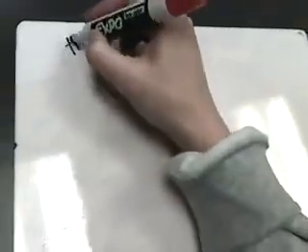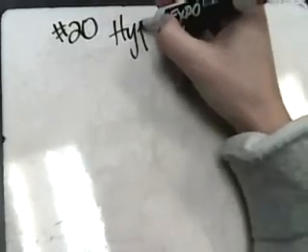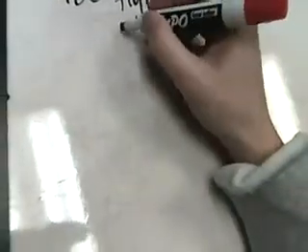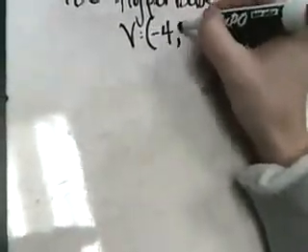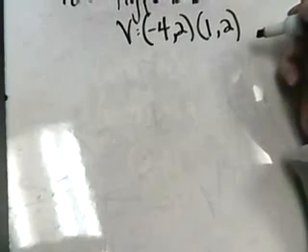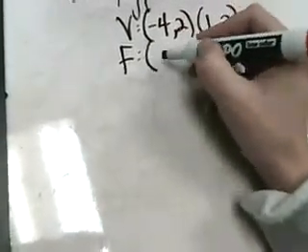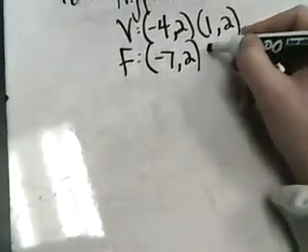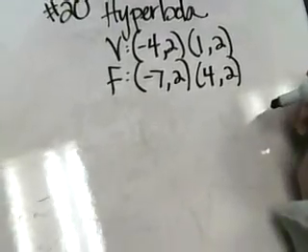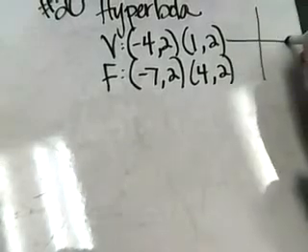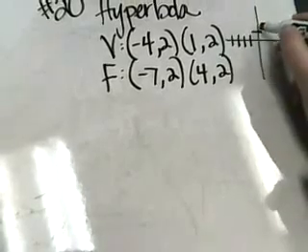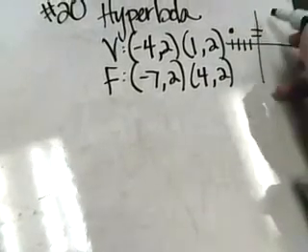Number 20 gives us an example of a hyperbola. And it gives us the information: the vertices are at -4, 2, and 1, 2. And the foci are at -7, 2, and 4, 2. The first thing says, sketch the hyperbola and determine the form. Okay, so my main vertices, because they didn't say covertices, are at -4, 2, and 1, 2.